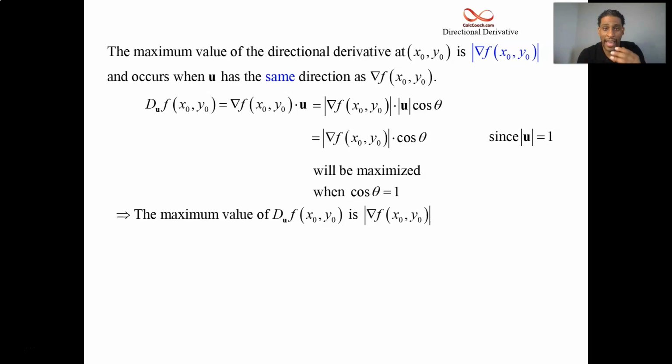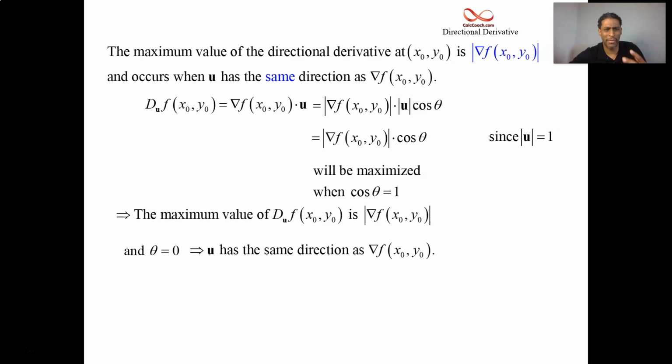Now let's talk about this theta. Theta is an angle between 0 and pi, the angle between two vectors. So you have your unit vector and you have your gradient vector. What angle between 0 and pi makes cosine equal to 1? And that angle is 0. And so since the cosine must be equal to 1, theta must be equal to 0. What does it mean for the angle between the vectors to be 0? It means that they are pointing in the same direction. The unit vector and the gradient vector are pointing in the same direction in order to maximize your directional derivative.